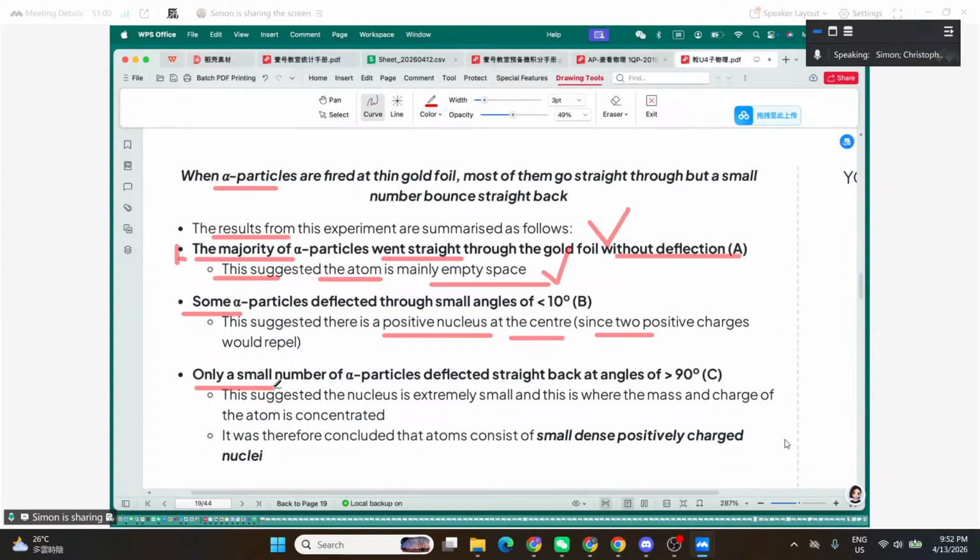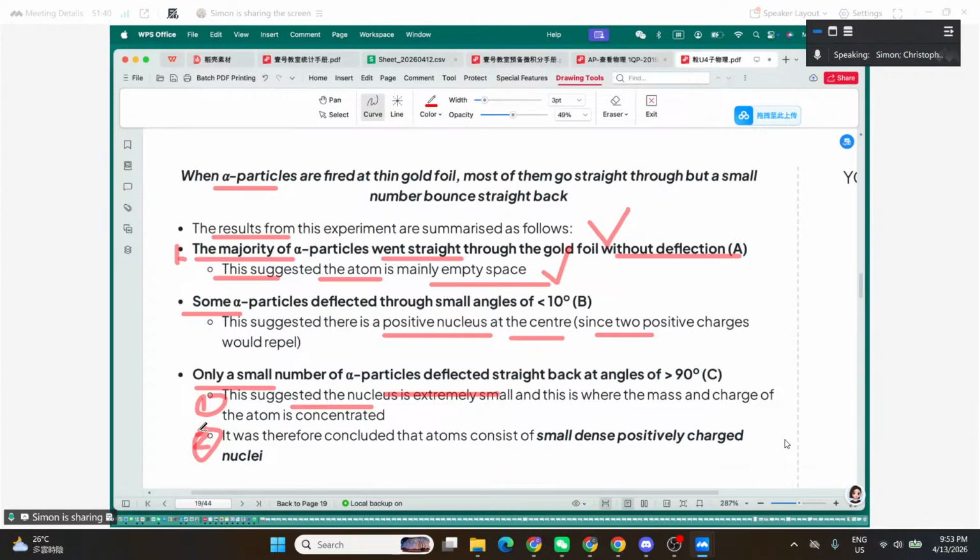The third result is that only a small number of alpha particles were deflected straight back, at an angle greater than 90 degrees, which is reflection. This suggests that the nucleus is extremely small, and this is where the mass and the charge of the atom are concentrated. Therefore the atom consists of a small, dense, positively charged nucleus.